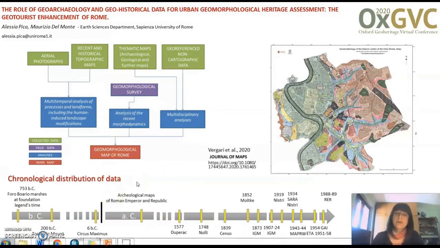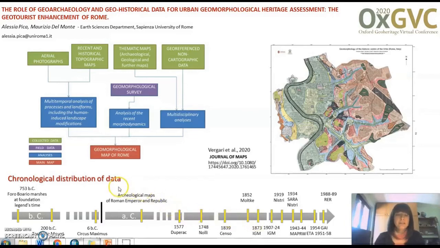Two geomorphological maps of Rome at different scales are now available thanks to our studies. About data availability, we notice two fundamental aspects. We have most of the data starting from the 16th century, such as topographical data, photographs, paintings, documents, etc. And the archaeological data are really helpful in this kind of analysis and very abundant in Rome, of course.